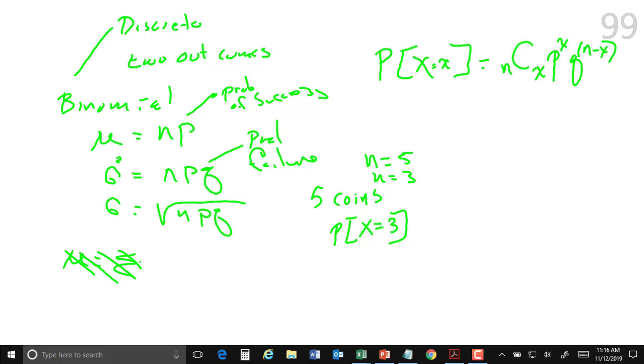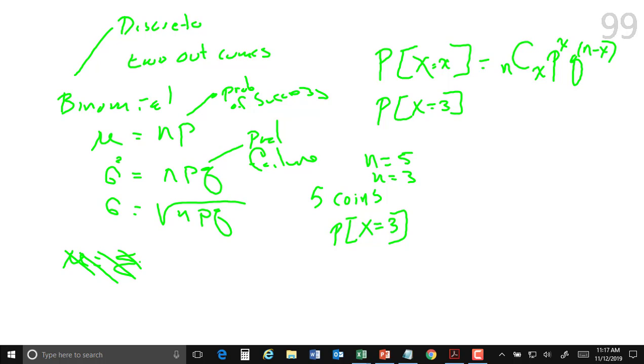What I have here is the probability that the random variable x takes on a value of 3. What's this rule right here? What's that called? No, this part right here. It's called the combination rule. That means out of 5 tries, what's the chance we get 3?